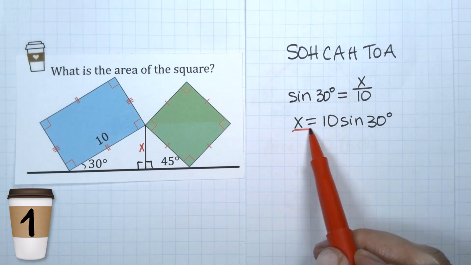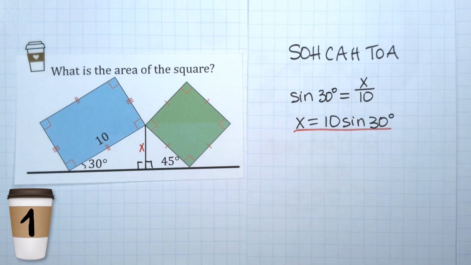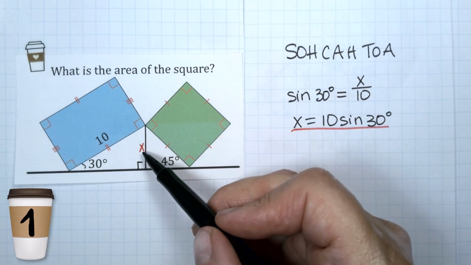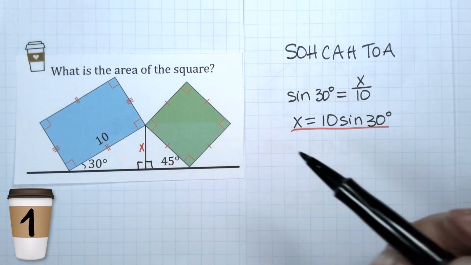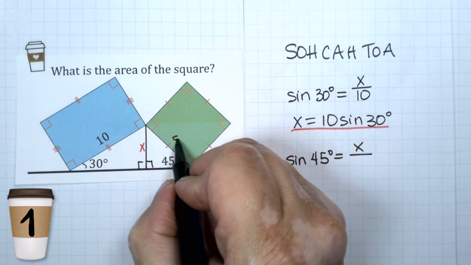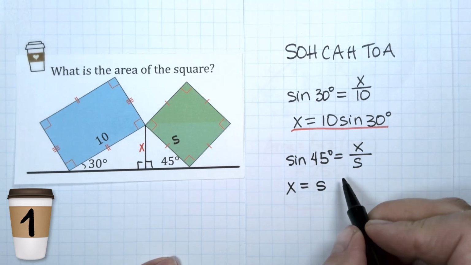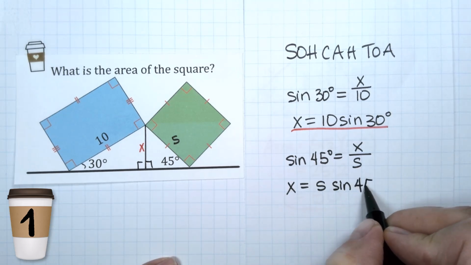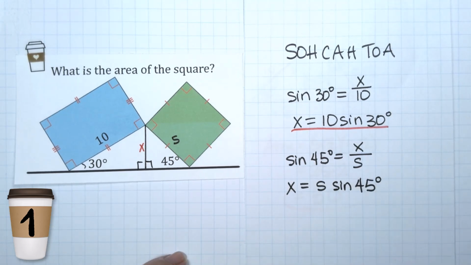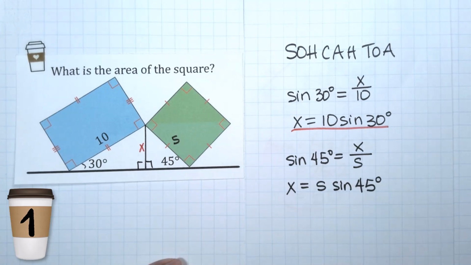I'm not going to figure that out. I'm going to do something you probably didn't expect. I'm going to do the same thing with the 45-degree angle. It is still sine. This is the opposite, and this is the hypotenuse. x over, I don't know what that is. Let's call it s, side. That means x equals the side times the sine of 45 degrees.